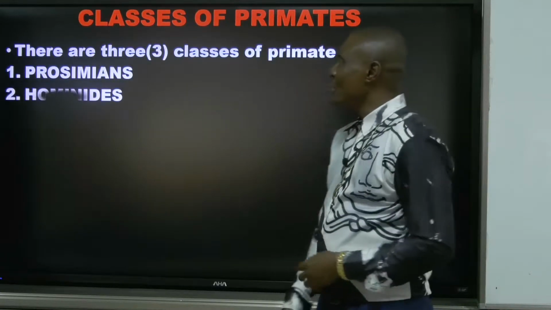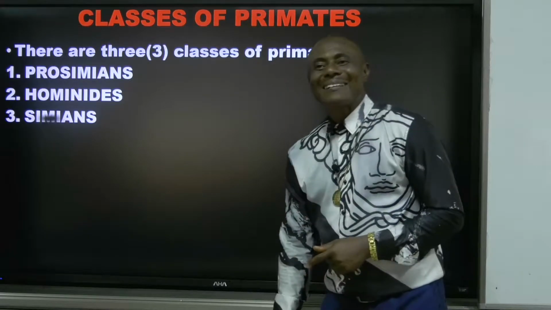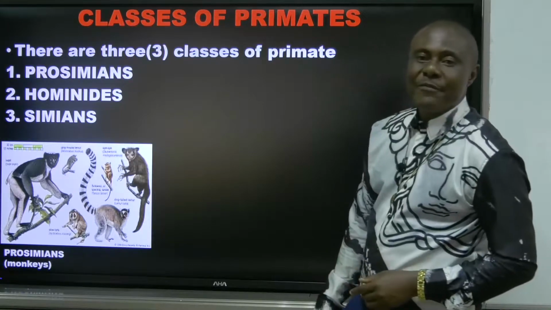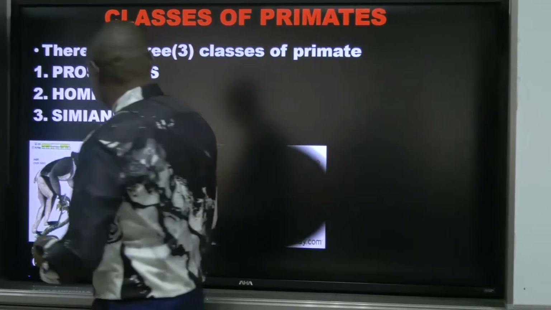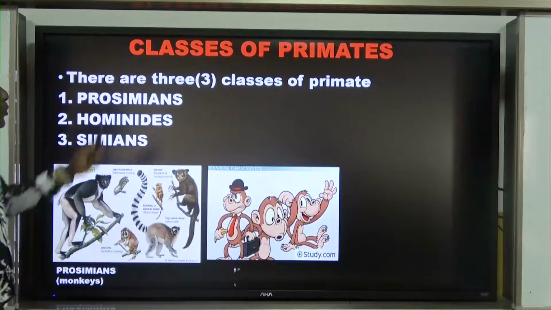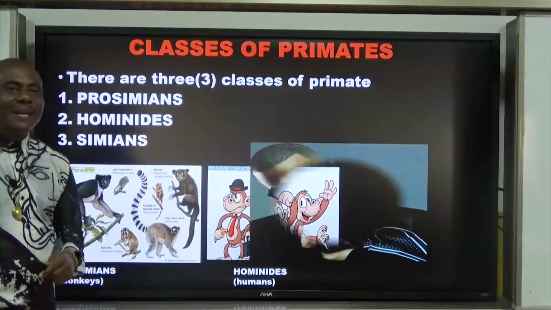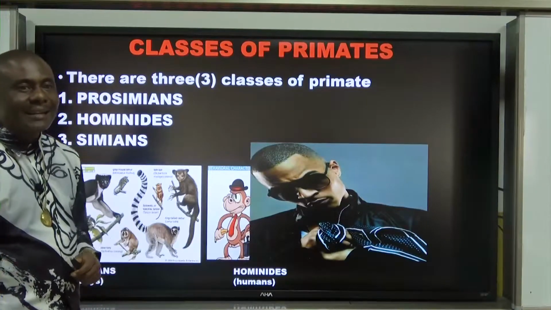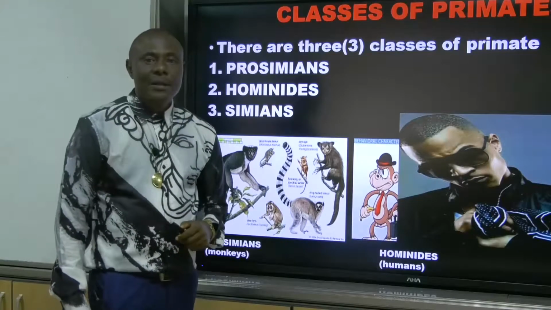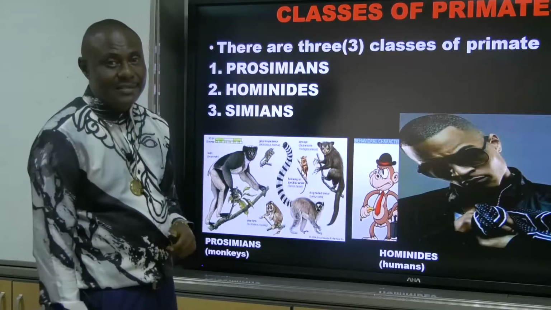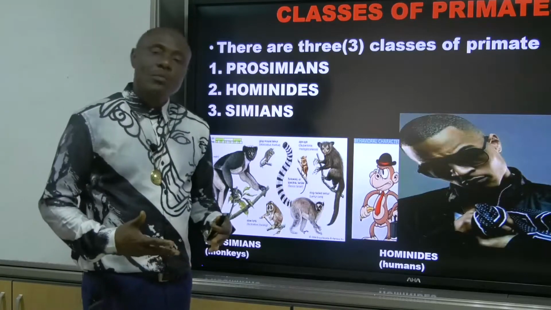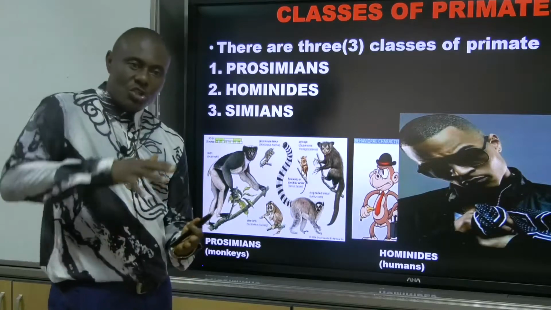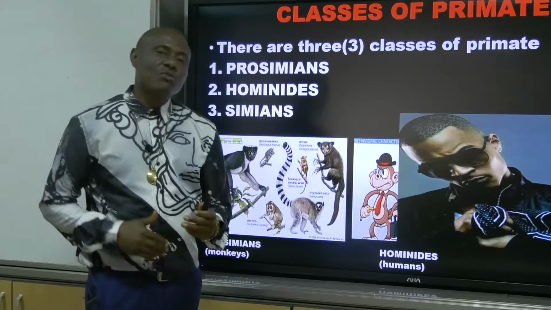Let us look at classes of primates. The primates are classified into three major classes. We have the prosimians, we have the hominids, and we have the simians. The prosimians are the class of monkeys, the apes. They also stand upright, but if you look at their balance it is curved. Yes, we refer to them as prosimians.